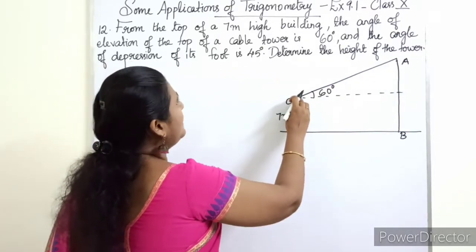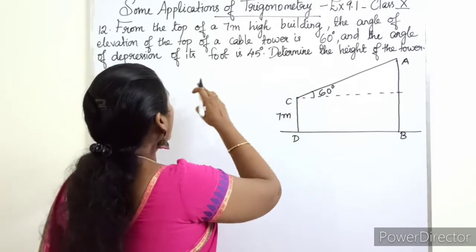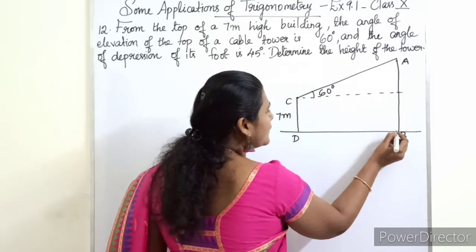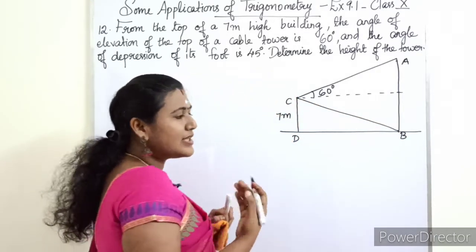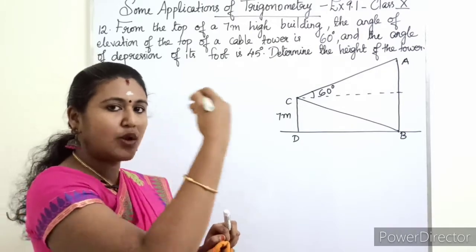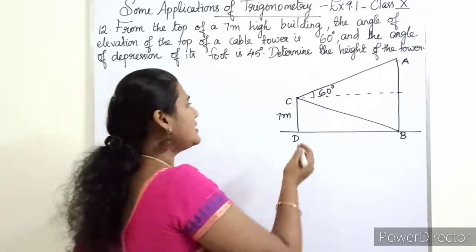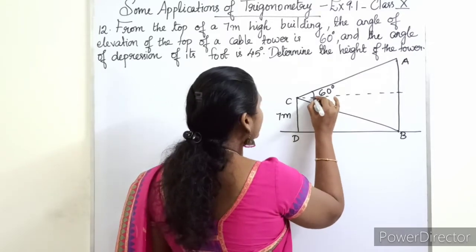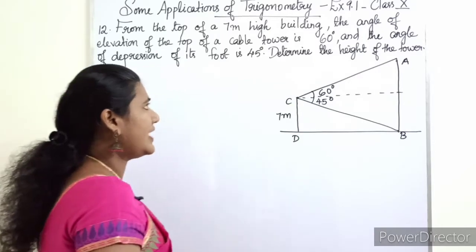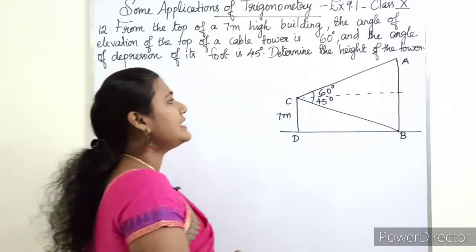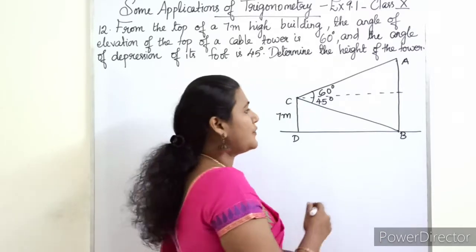And from the same point, from the top of that 7-meter high building, the angle of depression of its foot, we are observing the foot of the tower. If we are observing the foot of the tower, which is below the horizontal level, we will get the angle of depression. So the angle of depression is given as 45 degrees. Then we have to find the height of the tower, that is, the AB length we have to find.